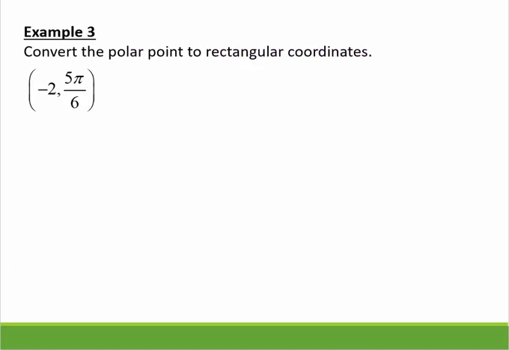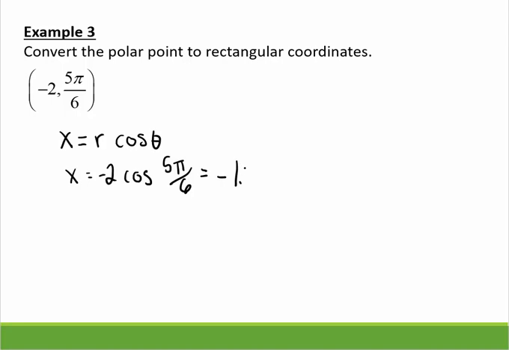Okay, this example. Convert that polar point to rectangular coordinates. So x equals r cosine theta. X equals -2 times the cosine of 5 pi over 6. And that gets me -1.399. And so I do the same thing.